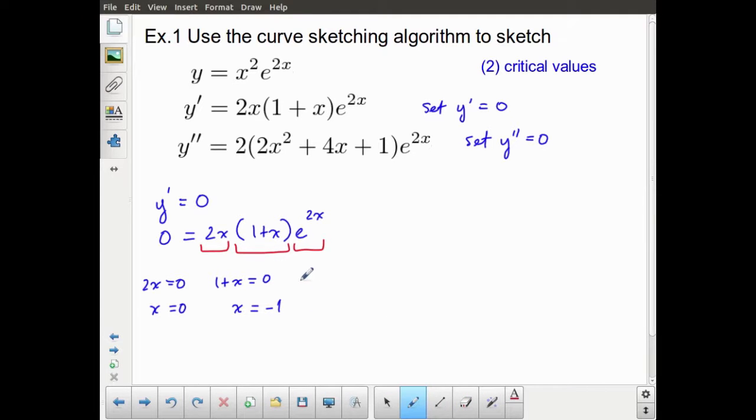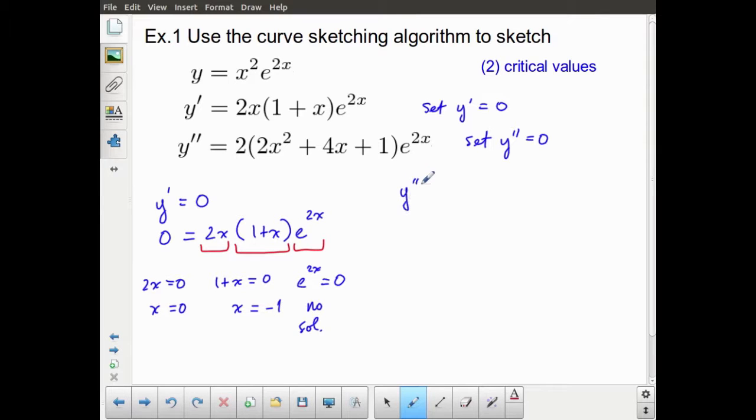Or I could have e to the 2x equals 0. But if you remember exponential functions, the general shape of an exponential function, especially one as simple as this, is something like that. There's the y values. This is never equal to 0. And so this one has no solution. So those are two of my critical values, x equals 0 and x equals -1.